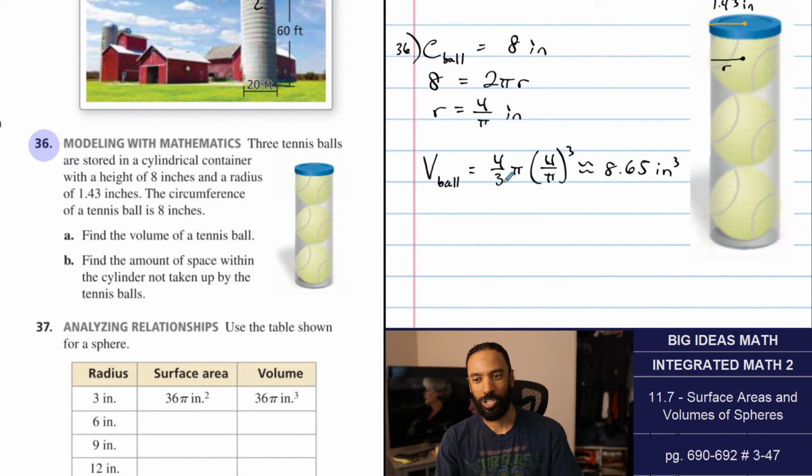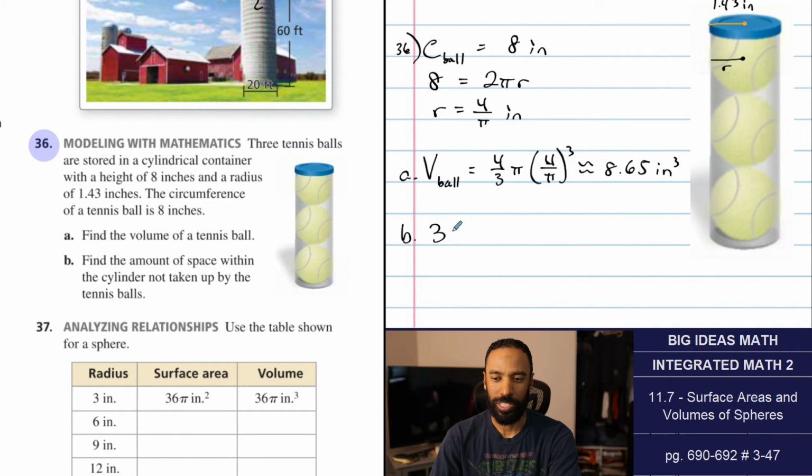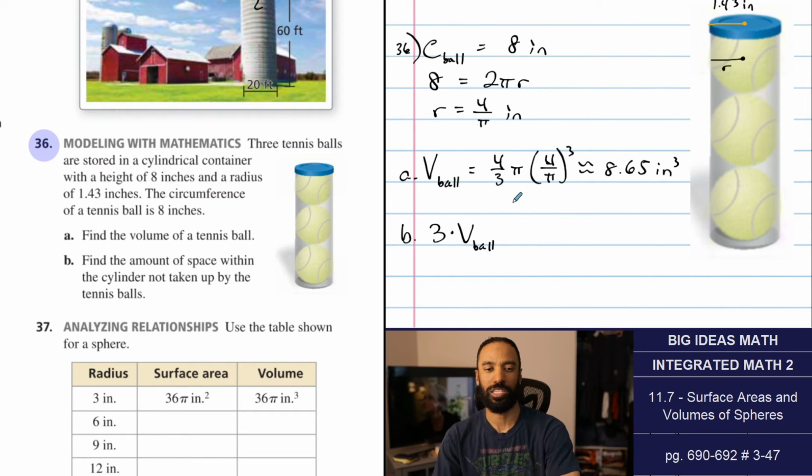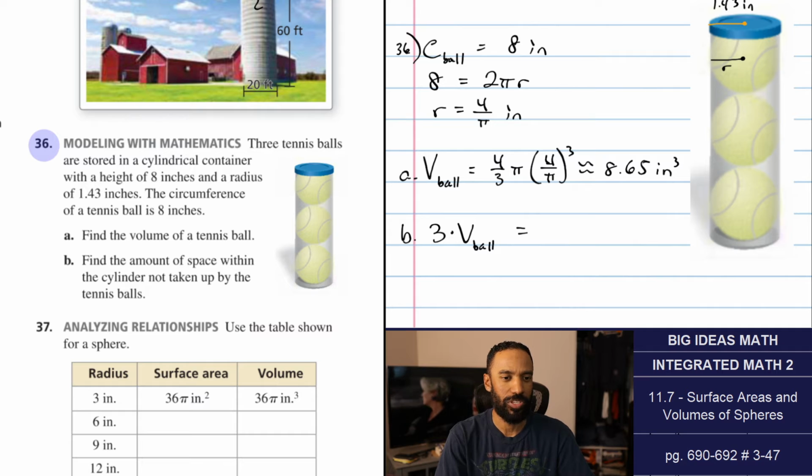I almost feel like I should now write an exact answer because I'm going to use it 3 times. How about this? This is an answer for one of the parts. This is part A. Part B, I'm going to tell you what 3 tennis balls volumes are because we are going to use that. They say find the amount of space not taken up by tennis balls. So I'm going to take that previous answer and triple it.